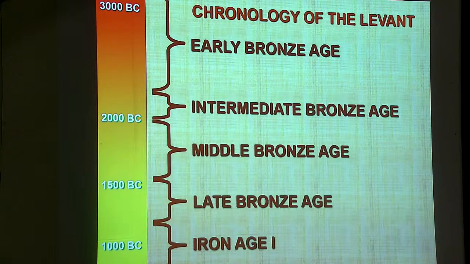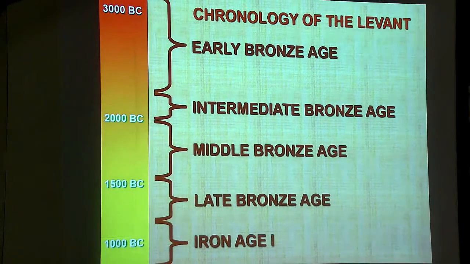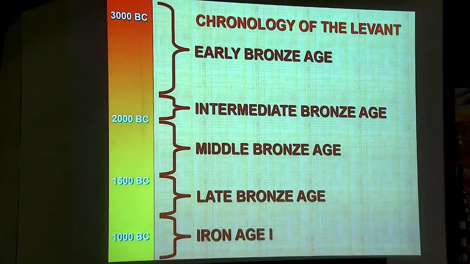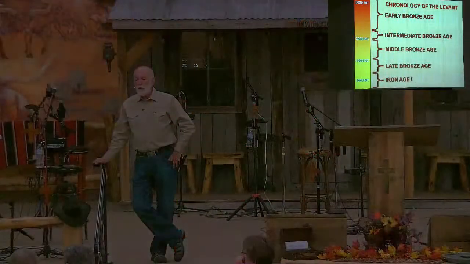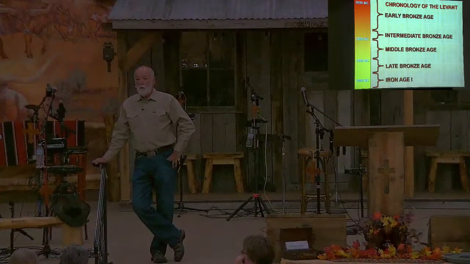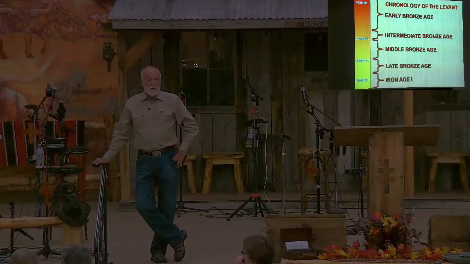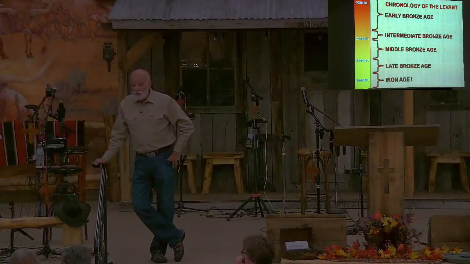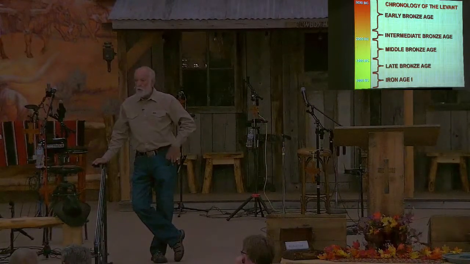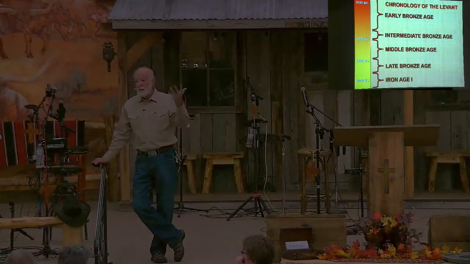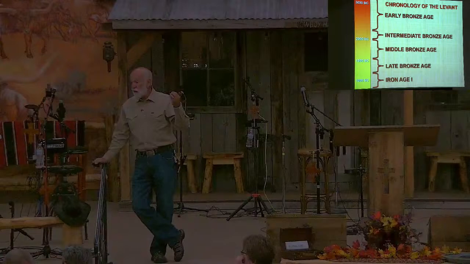To give you a timeline, Abraham, all the Abraham narratives occur in the Middle Bronze Age. The Late Bronze Age is the period of the Exodus, the period of wandering in the desert. It includes the period of the Judges. So you're talking about 1st and 2nd Samuel, 1st and 2nd Kings, 1st and 2nd Chronicles.